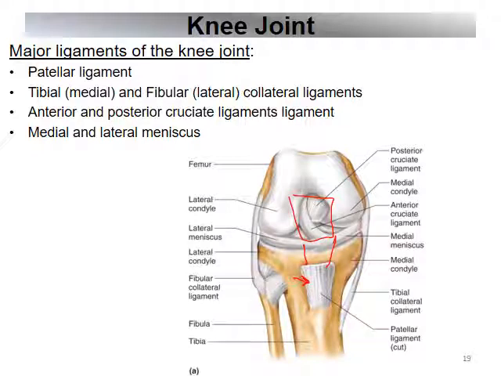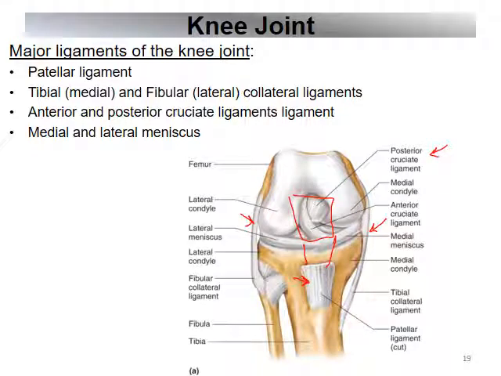Tibial, or you can say medial, and the fibular or the lateral collateral ligaments. These are on the sides of the knee joint, labeled over here. Anterior and posterior cruciate ligaments are on the inside. So these are called the intracapsular ligaments. The anterior cruciate ligament is more in the front. Posterior cruciate ligament is a little bit thicker, and that's more on the back side.